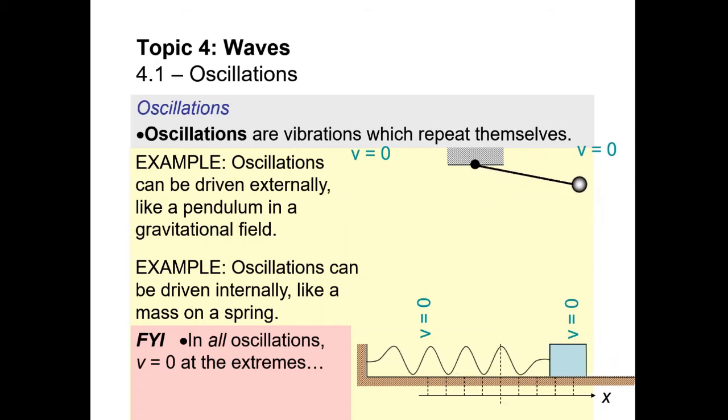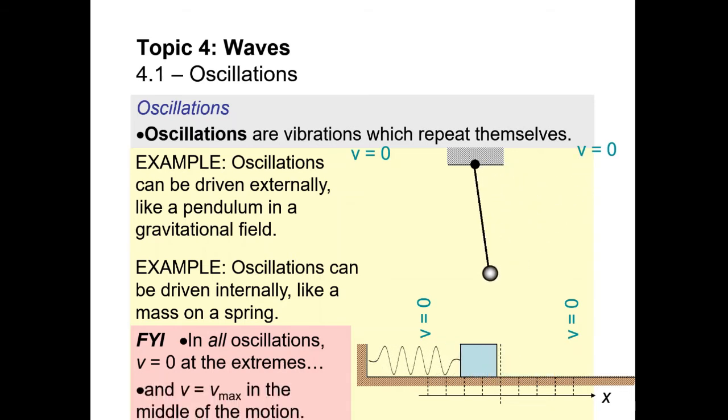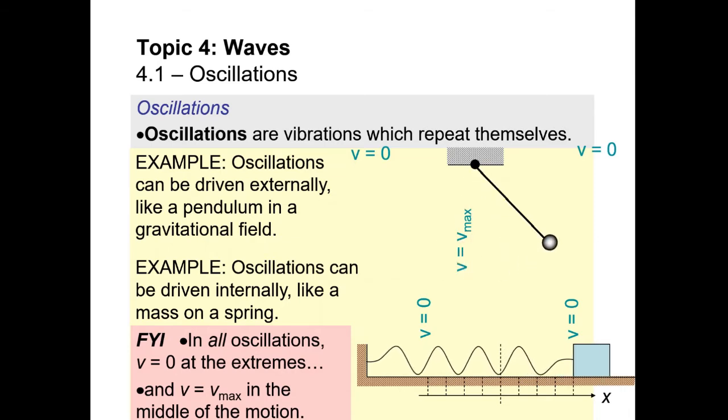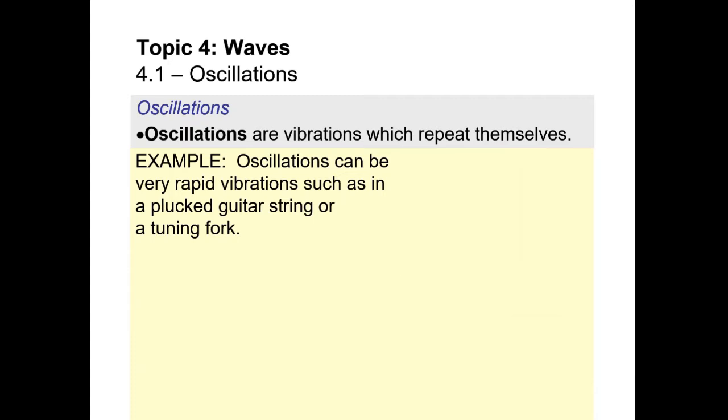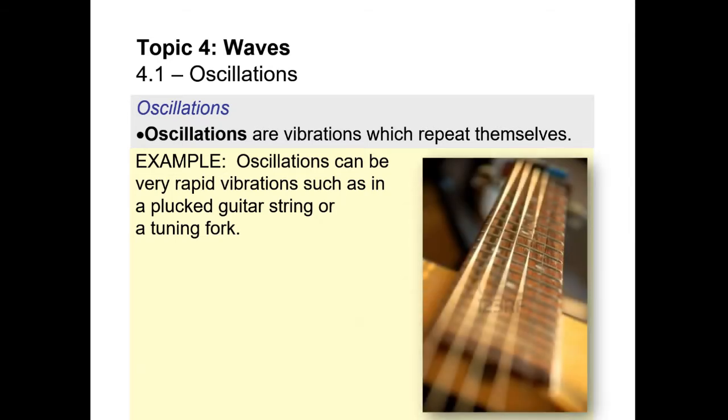But you can see velocity is 0 at extreme points. And velocity is at its maximum in the middle of the motion, or in the equilibrium positions. You can see in the equilibrium positions, velocity is maximum. Oscillations can be very rapid vibrations, such as in the plucked guitar string or tuning fork.